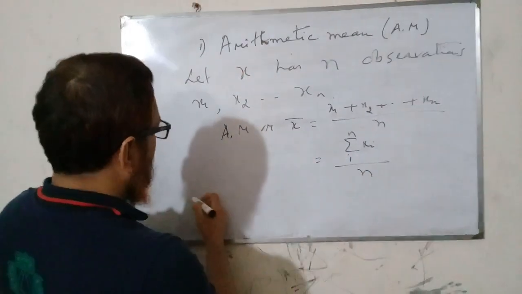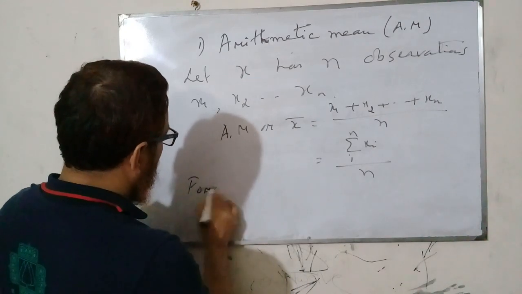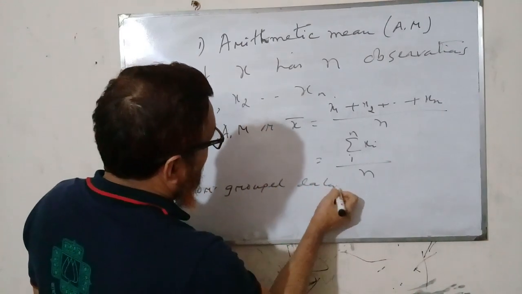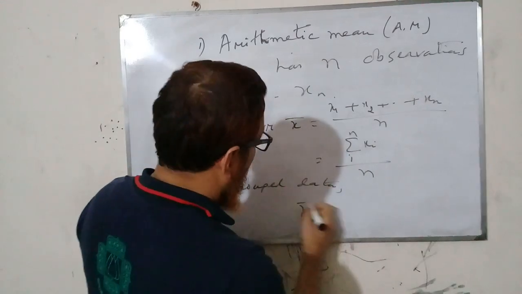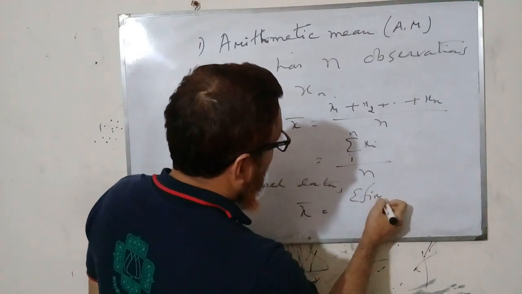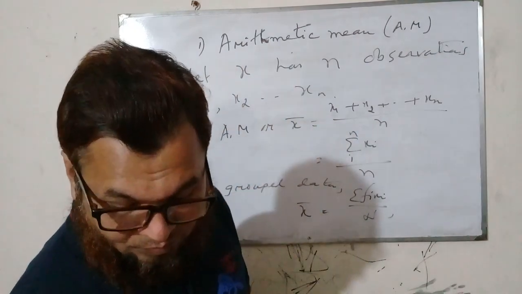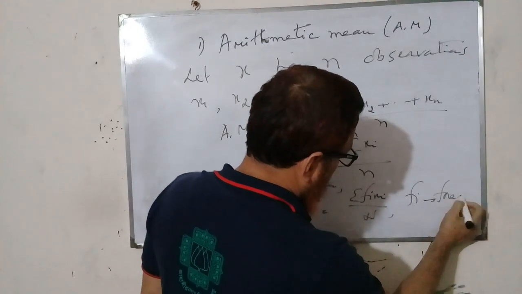For group data, in case of frequency distribution, arithmetic mean is x bar equal to summation fi xi by capital N, where fi is the frequency.